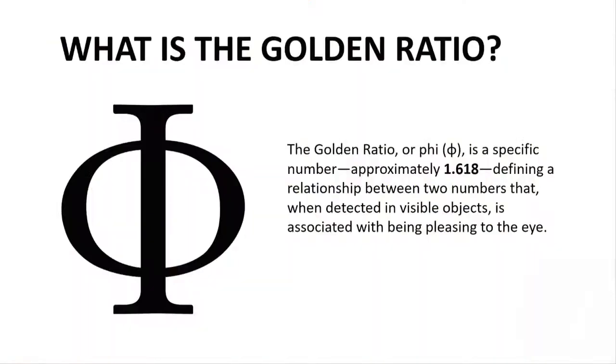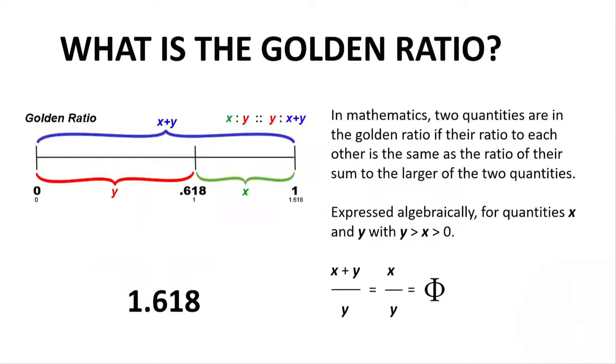So what is the golden ratio? It's generally represented by the symbol phi, and it comes to approximately 1.618, and it defines a relationship between two numbers that, when detected in visible objects, is generally considered pleasing to the human eye. They don't know exactly why that is, but they've noticed that the golden ratio has been known for quite some time, going back to ancient times.